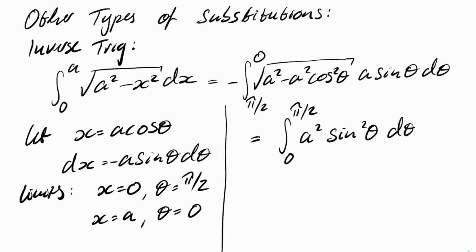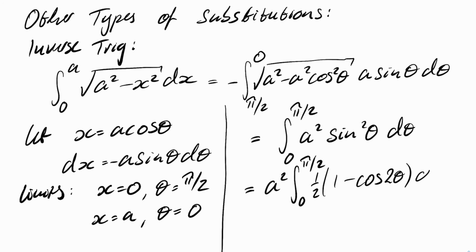And now in order to do this integral, I can use a half angle formula for sine, which I'll just quickly look up. So this is 1 over 2, 1 minus cos 2 theta d theta. Now integrating this term by term leaves me with a squared times pi by 4. So that's another way to use substitution to solve integrals.